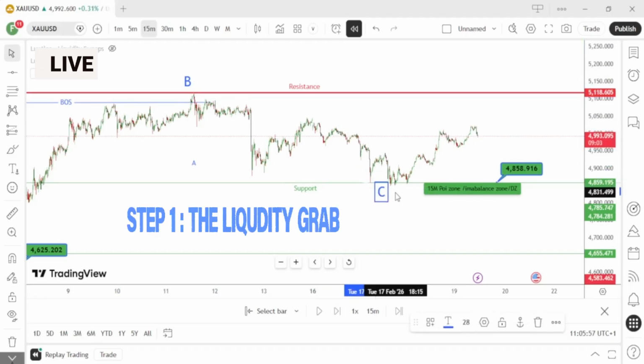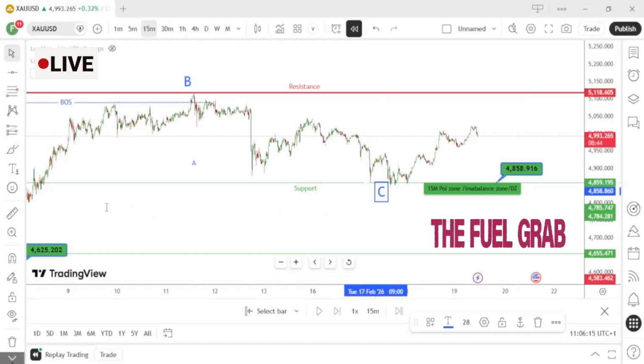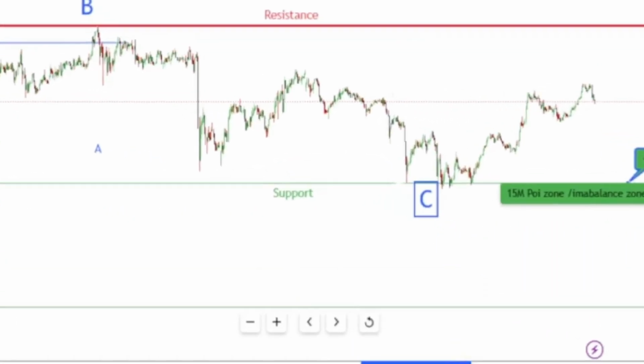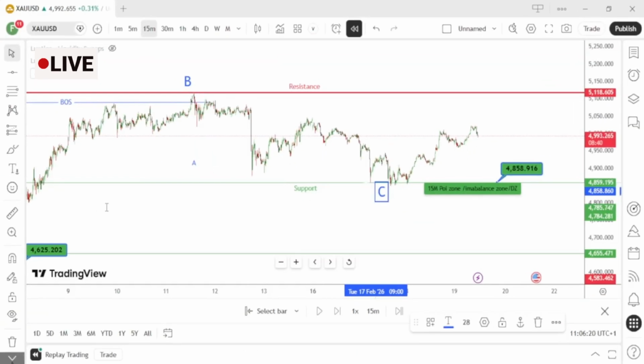Step number 1, liquidity grab. Price sweeps below the last 15-minute low. Early buyers get stopped out. The market just collected the fuel. That's step 1. But I still don't enter.